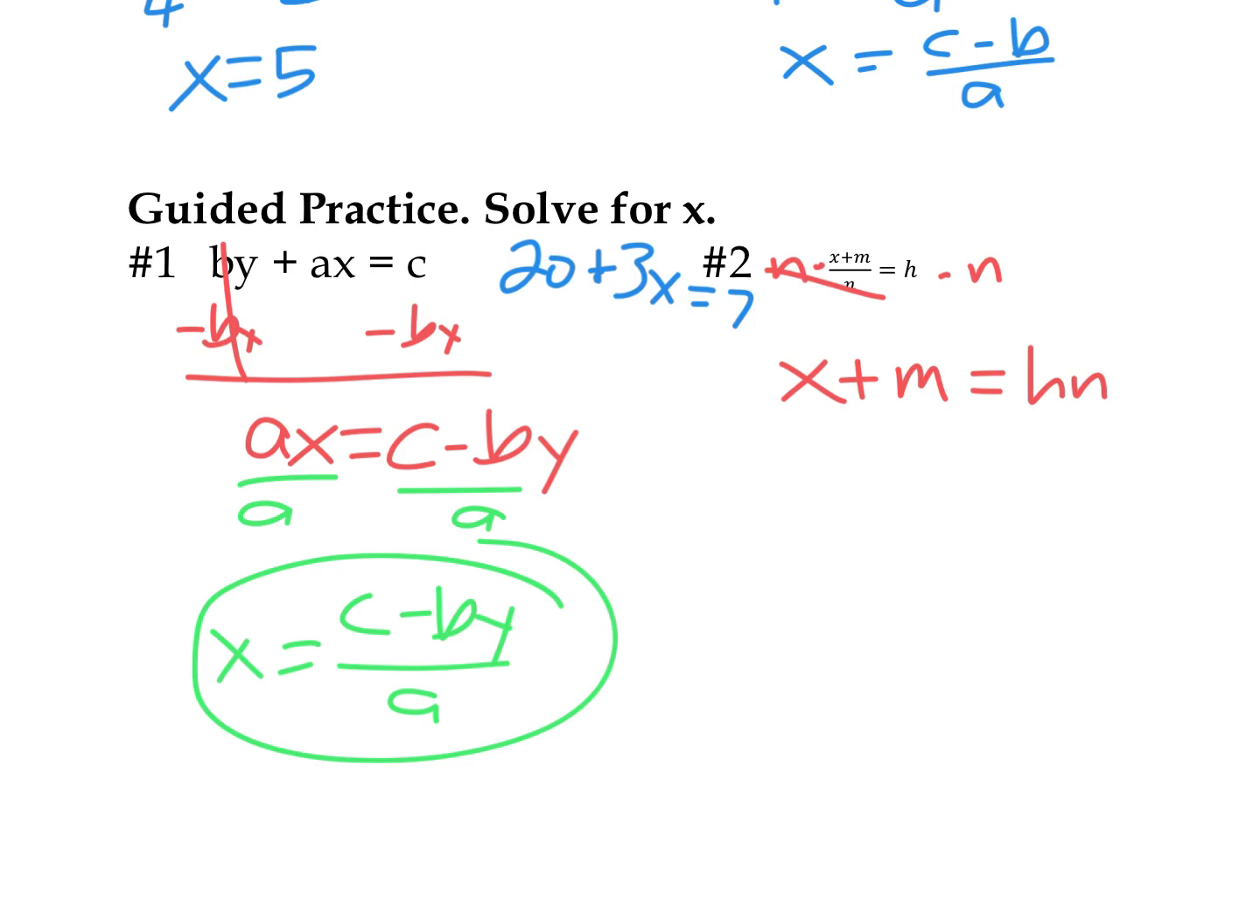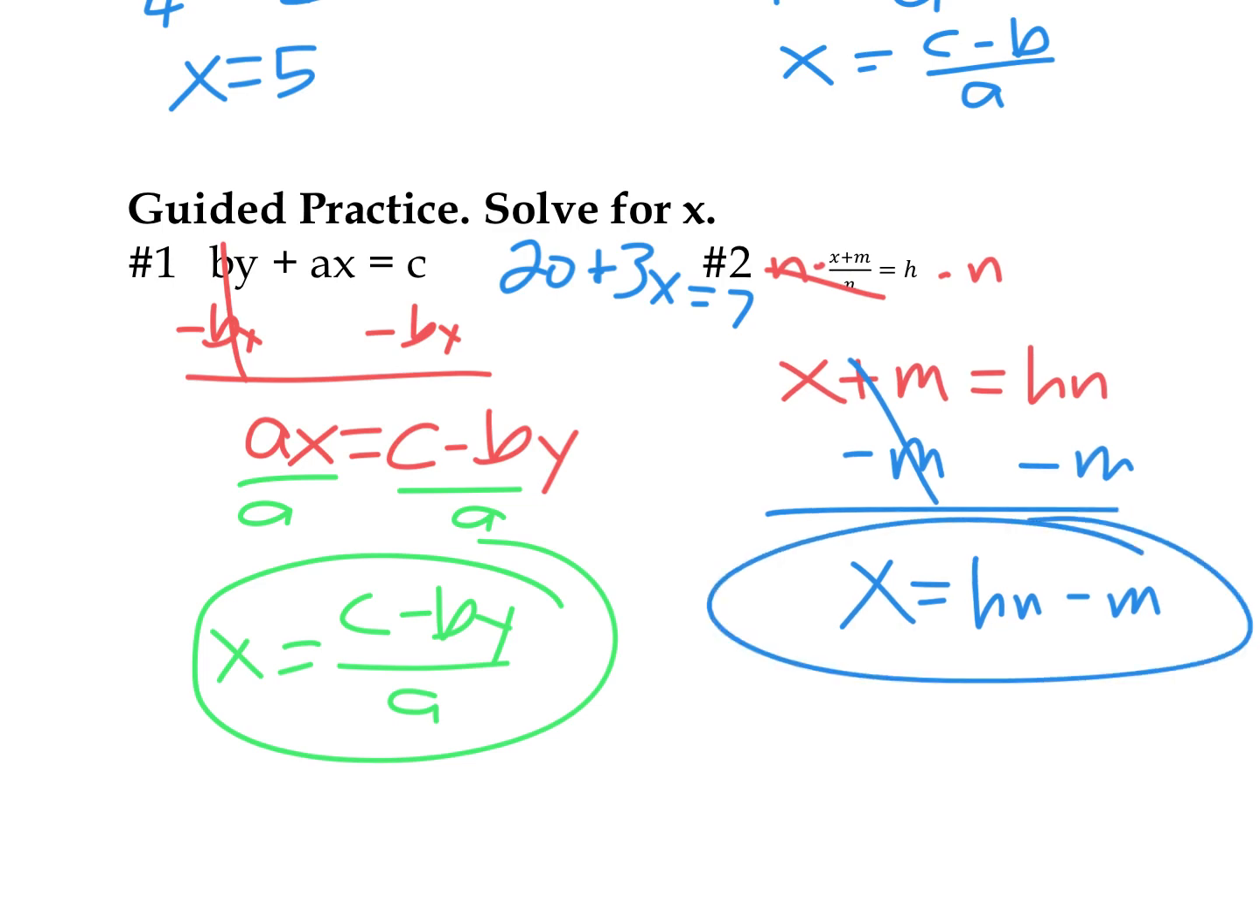I could just write them next to each other. And then I could subtract the m on both sides to get the x by itself. Now I'm going to have x equals hn minus m. And I solved that for x.